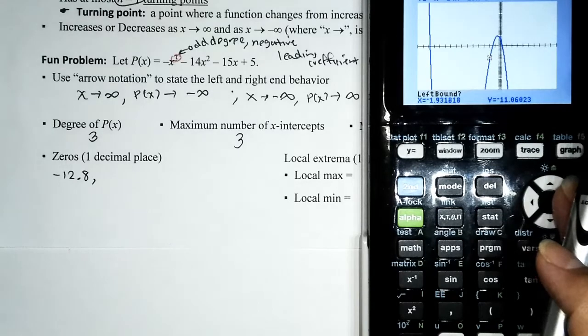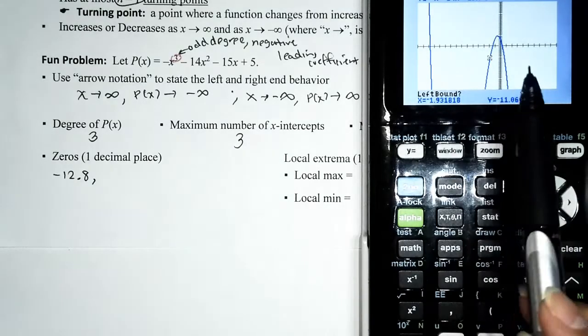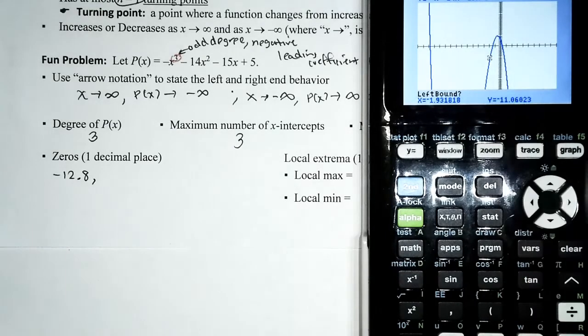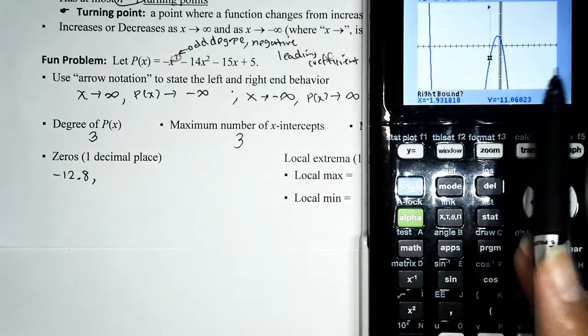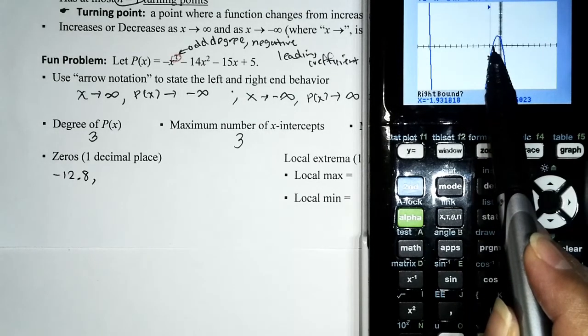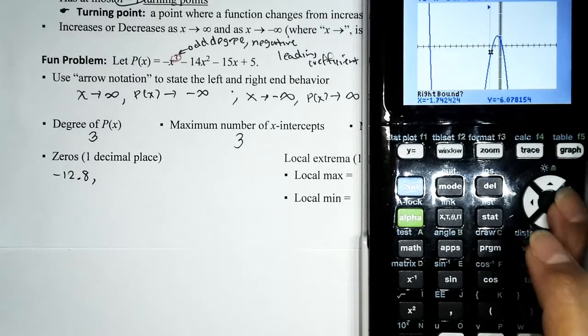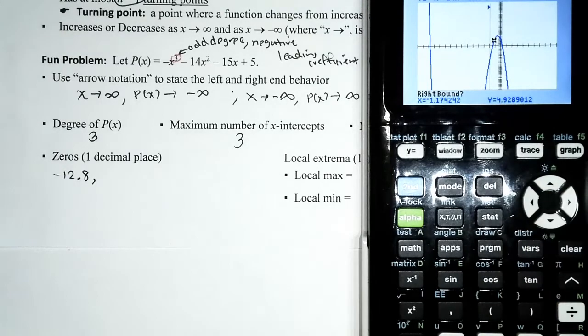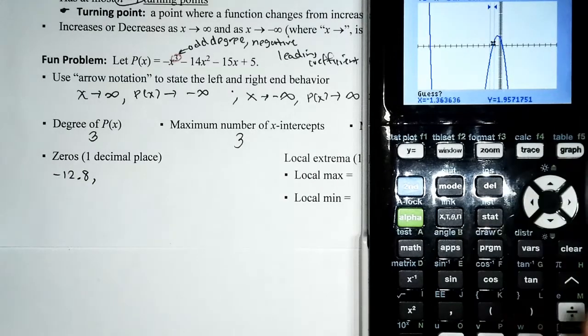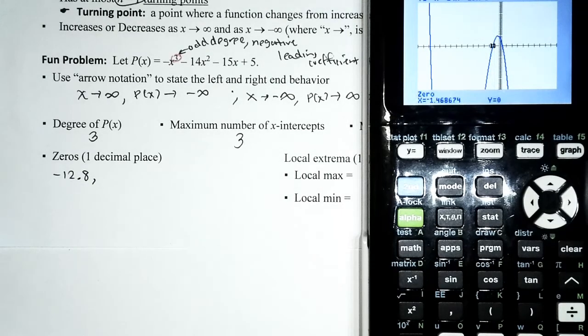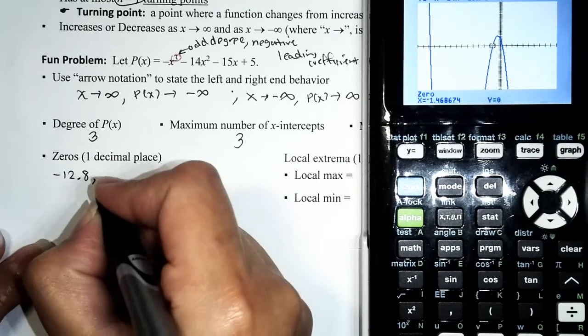Alright, cool. So it says left bound. So we are somewhere to the left of the 0. So let's go ahead and hit enter. Right bound. The 0 is right here, and you want to put your cursor somewhere to the right of it. Okay, I think we're good. Enter. We hit guess. I'll move it closer. I think that's pretty good. And then the 0 is about negative 1.5 to 1 decimal place.